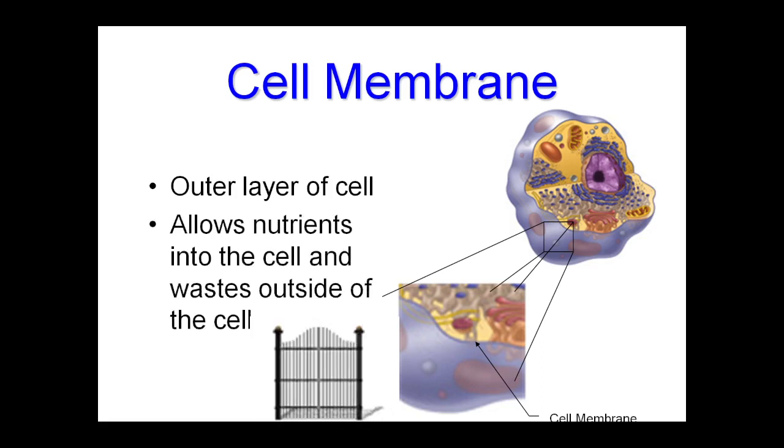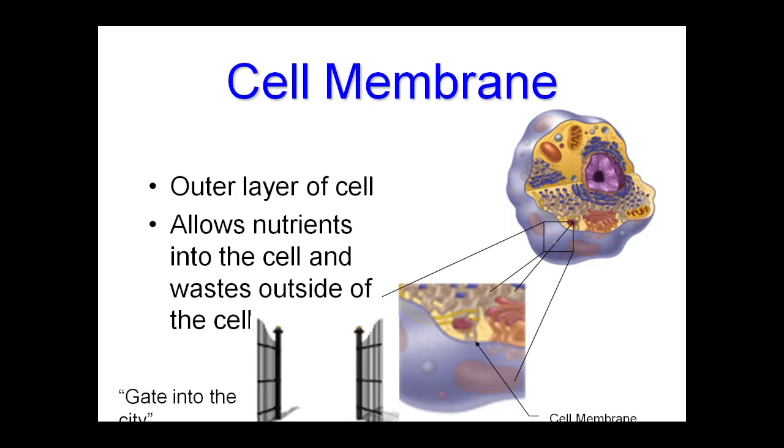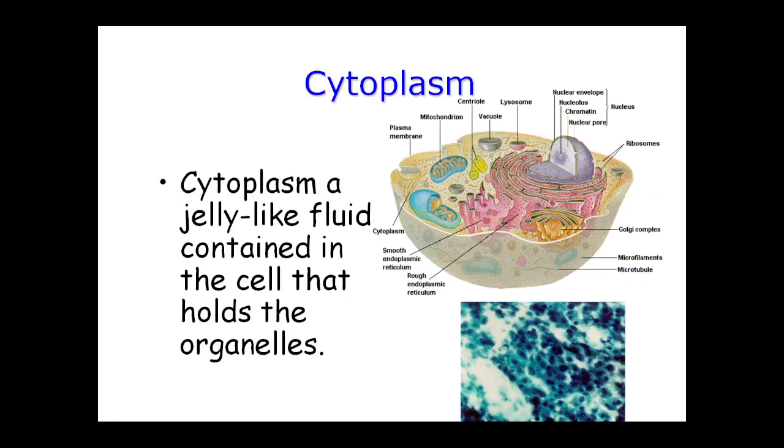It allows the nutrients into the cell and the waste outside of the cell. It acts as the gate into the city. So if we cross the gate, now we enter into the cytoplasm, a jelly-like fluid contained inside the cell.